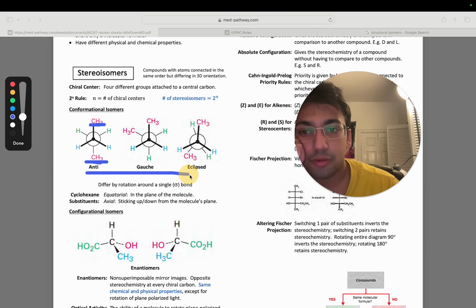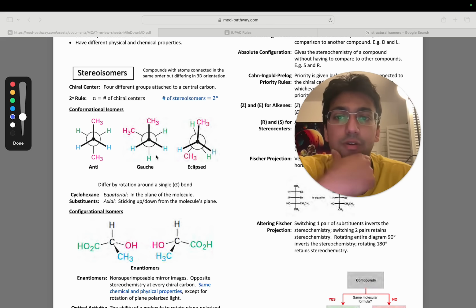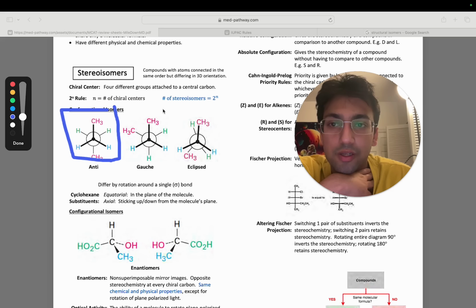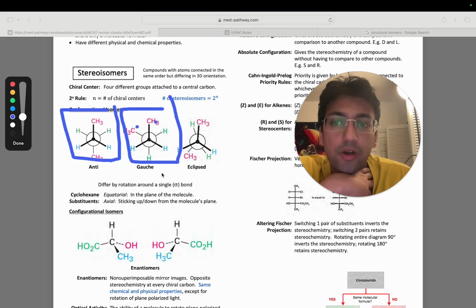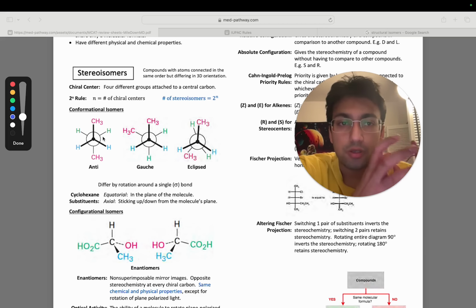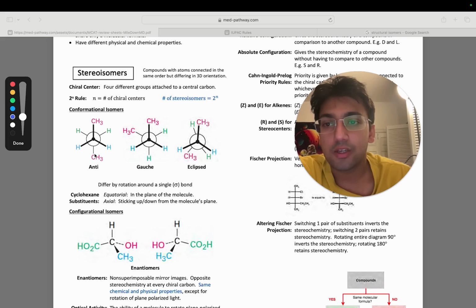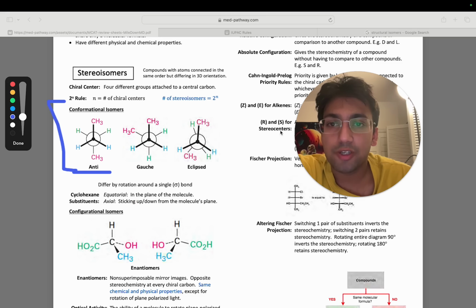It's not too important that you remember what is anti, what is gauche, what is eclipsed. You might need to know that for your Orgo class, but for the MCAT, it's not that important. But you should be able to reason whether this is more or less stable than gauche, where the CH3 groups are closer together. This CH3 group is as far away as possible from the other CH3 group, so it's probably more stable, because these bulky substituent groups don't like to occupy the same space. That's why the anti configuration is more stable, and that's basically what a conformational isomer is.